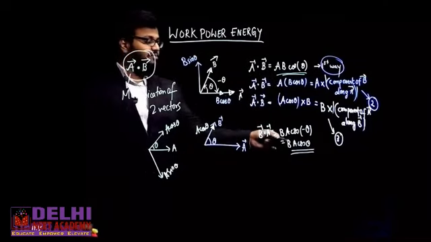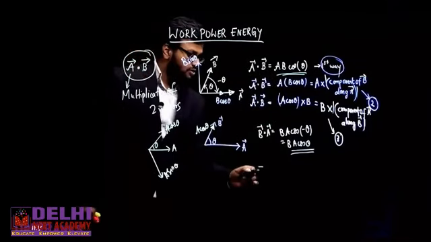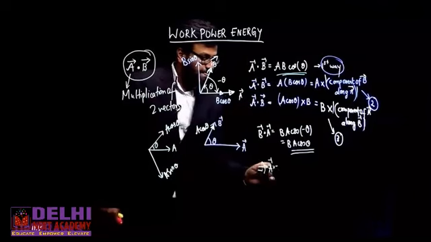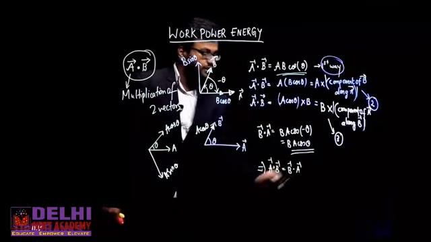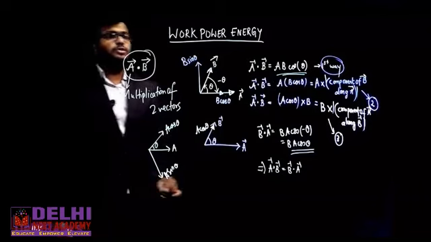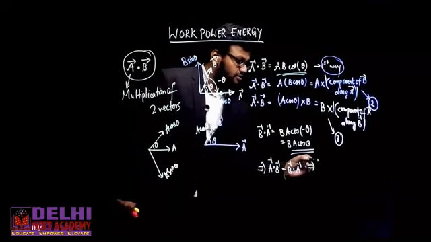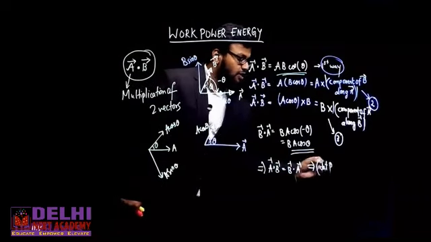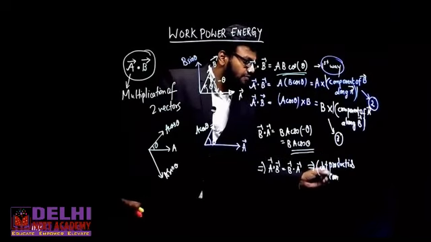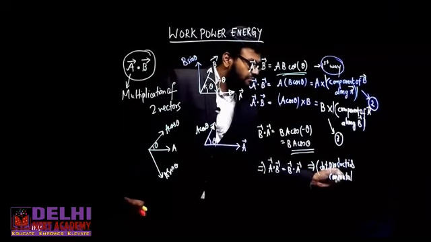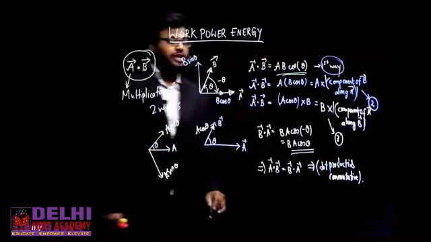It's like x into y is the same as y into x. So both are the same. This implies A dot B is equal to B dot A. Therefore, we can tell dot product is commutative. I can generalize and say that dot product is commutative. This is one property of a dot product.